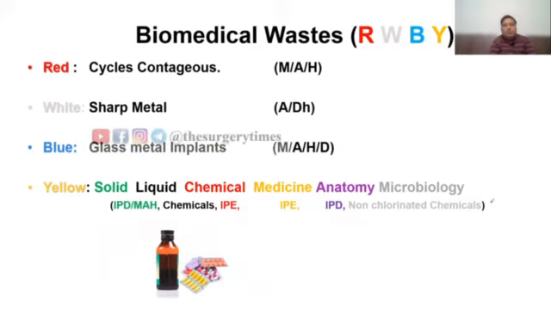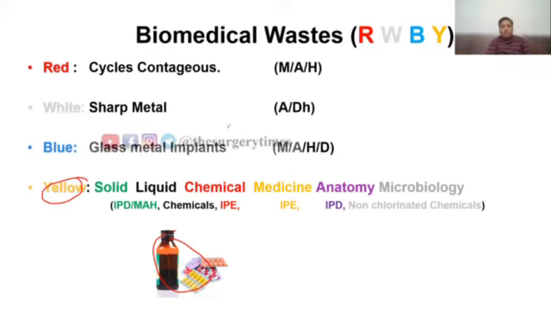First is a mnemonic. Red cycles are contagious, which contains white sharp metals and blue glass implants, metal implants. Now yellow is separate. Yellow, how will you remember? Solid, liquid, chemical, medicine. This image: solid, liquid, chemical, medicine, anatomy, microbiology, biotechnology. Now from this slide only you can tell red means that is recyclable, that is tubing, tubes or bags. Then contagious means the gloves and all. Now white is sharp metal. Sharp metal means BP blades, then needles, all these things, and metals like scalpel. And blue means glass or implants, metal implants.